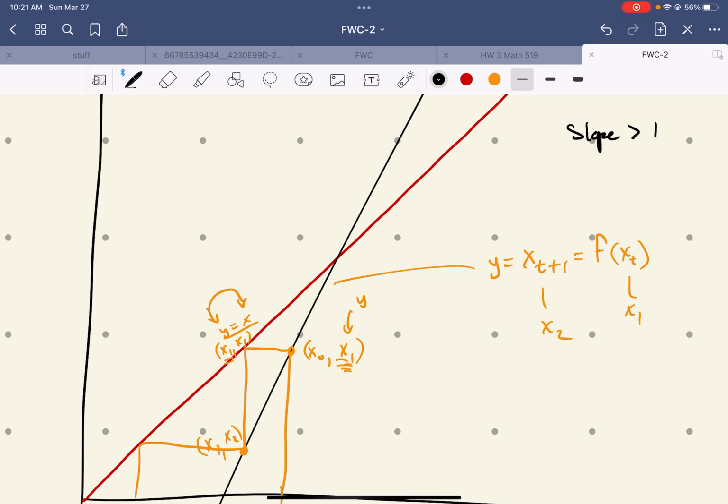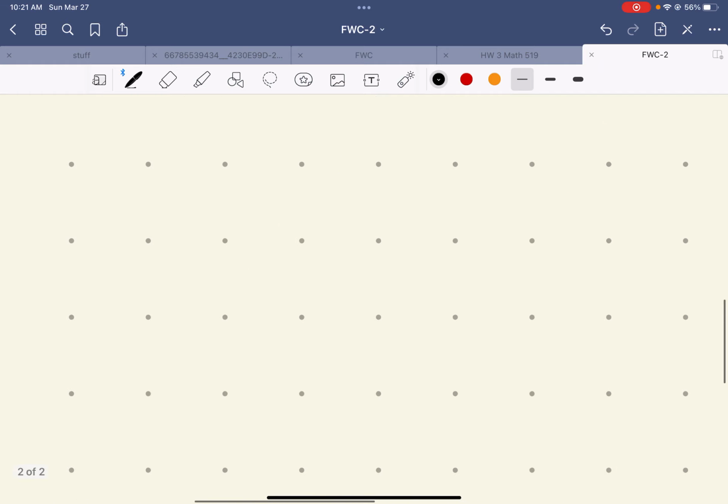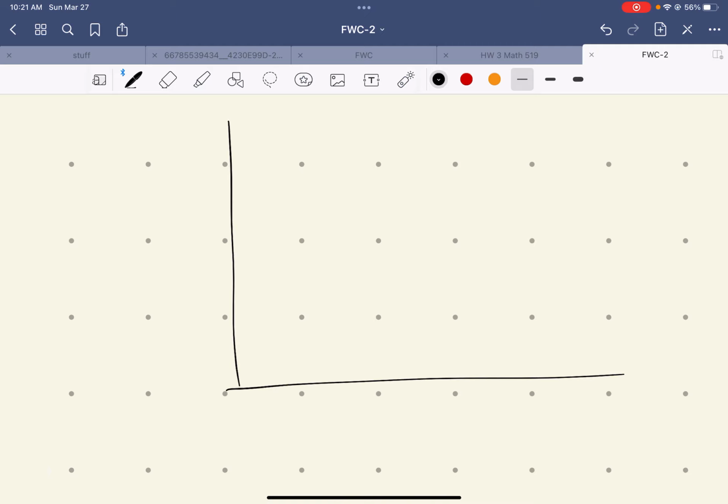And if we were to cobweb, so you can imagine coming up, hit here, hit here, hit here, I'm also traveling away from my equilibrium point. So that's slope bigger than 1. Let's check. There's also something that happens with slope less than negative 1.